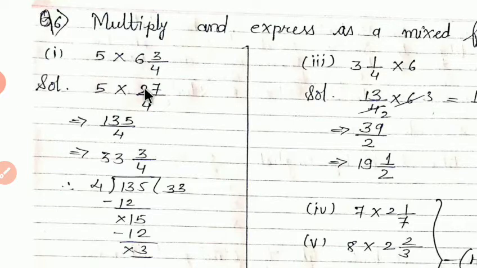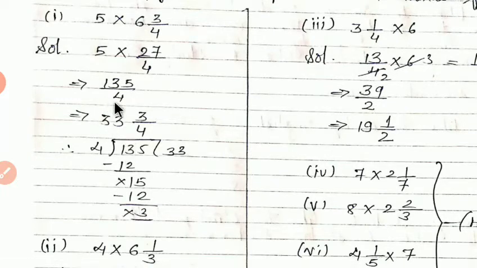Now you will multiply numerator with numerator. So 27 into 5 is 135 by 4. After multiplying we have to change into mixed fraction. To change into mixed fraction we have to divide 135 by 4. So 4 3s are 12, then 1 is left, 15. Again 4 3s are 12. So remainder is 3. The quotient we write in between, the remainder at the place of numerator and 4 as it is as denominator. So we can express 135 by 4 in mixed fraction as 33 3 by 4.